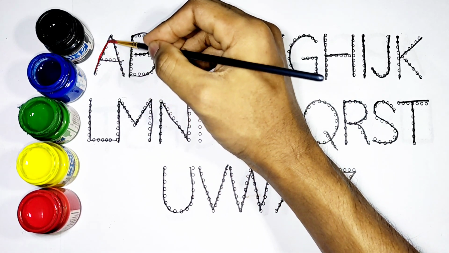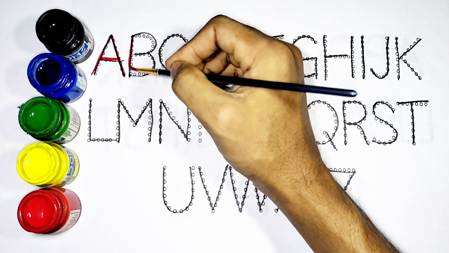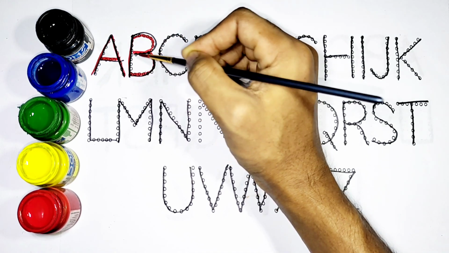First we are coloring the alphabet of A. A for apple, A for ant. And the next one is B. B for ball, B for bat.